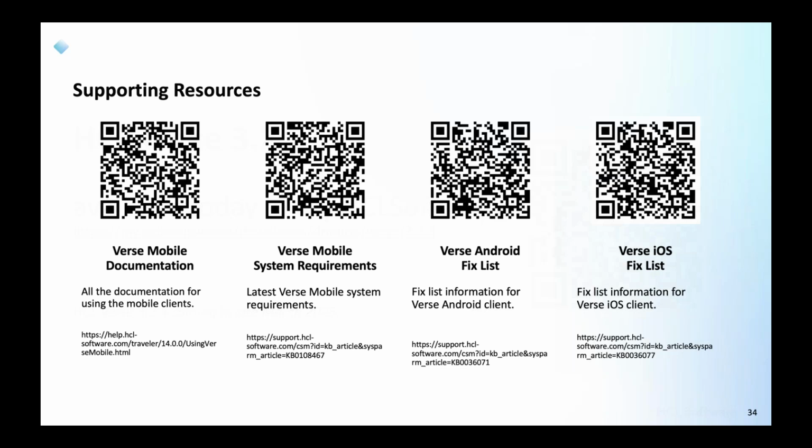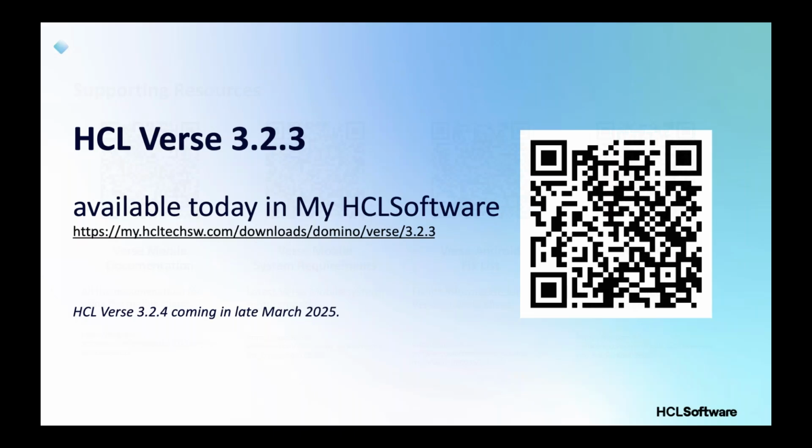All right. And just to remind everyone, if you haven't upgraded to the most recent version of HCL Verse Web, version 3.2.3 is available in the market. It's available for download in the My HCL Software portal. Here is the download link. Just a reminder for HCL Verse Web, we are in a continuous delivery cycle, so we release every 4 months. Mobile is much more frequent, almost on a monthly basis. But for Verse Web, the next version, which is version 3.2.4, is coming in late March of this year, 2025.